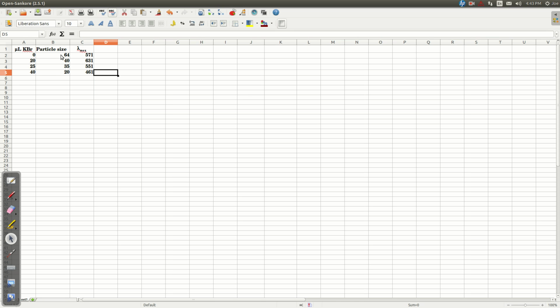You have that already. So we're going to graph particle size on the x-axis, lambda max on the y-axis. Remember, the x-axis goes first, y-axis goes second. Now here in my data, by the way, this is data that I got by using Matt's solutions that he made. There's something going on with test tube 0, and I think from what I saw, most people had something going on with that. So we're going to eliminate that data point and only graph the 20, 25, and 40 test tubes, microliters of potassium bromide added. So highlight the data.